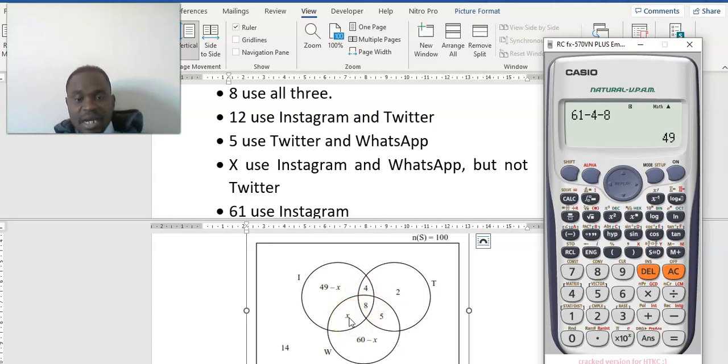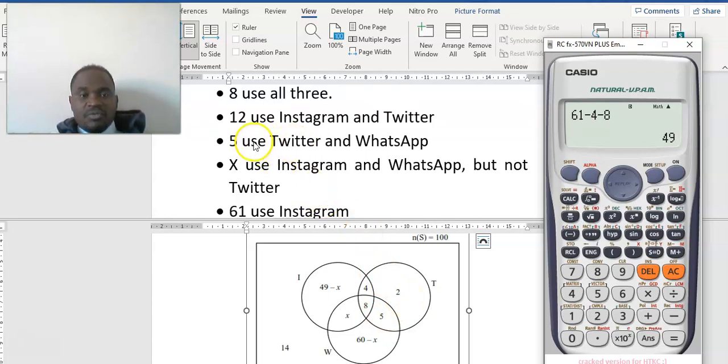What are we supposed to find again? Let's see if we can find this one. We have this, but we don't know this one, isn't it? But we know this. This 2, was it given? No, it was not given.